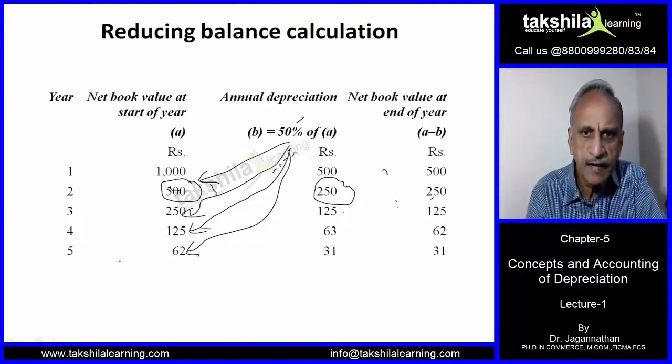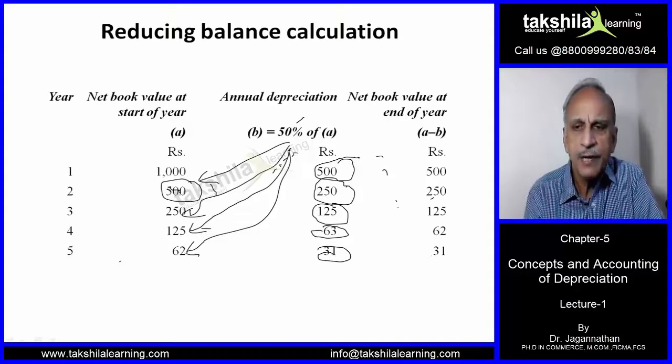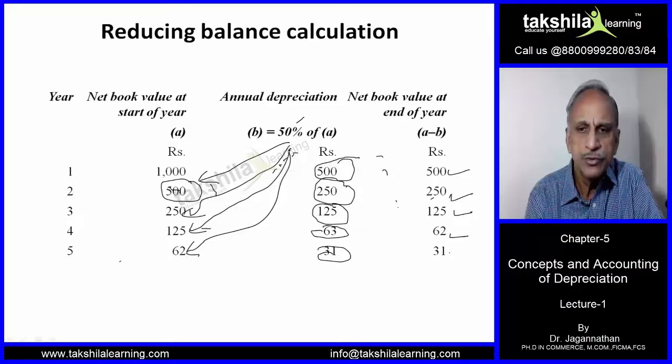50% is charged. Therefore, the first year you get 50% of 1,500. Next year 50% of 500. Third year 50% of 250. Fourth year 50% of 125. And last year 50% of 62 becomes 31. So net book value is 500, 250, 125, 62, 31.